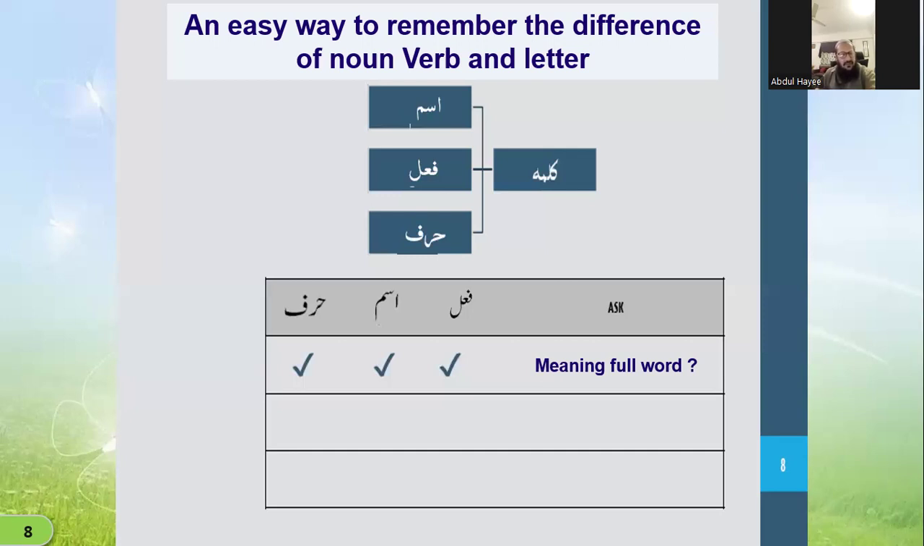The second question which we ask is, can it give its meaning itself? If you say yes, then it may be a fail or an ism, but it can't be a harf. The third question is, is there tense? Is it telling some tense, past, present, future? If you say yes, then it is a fail. It can't be an ism or a harf. So by asking these three questions, we decide this is an ism, this is a fail, this is a harf.